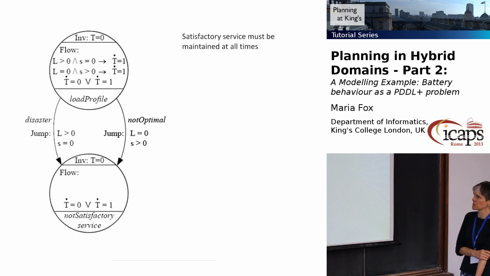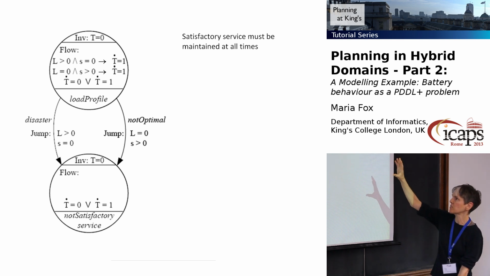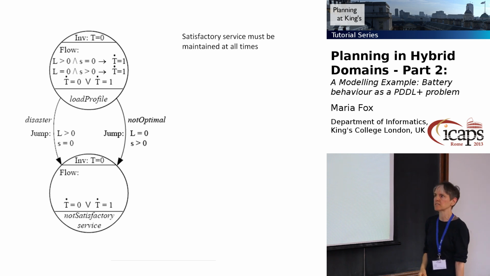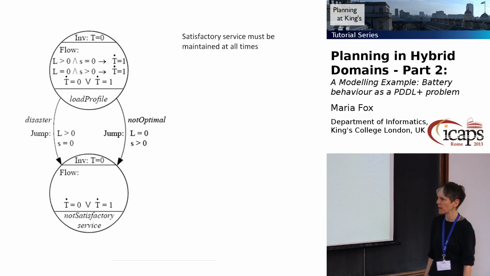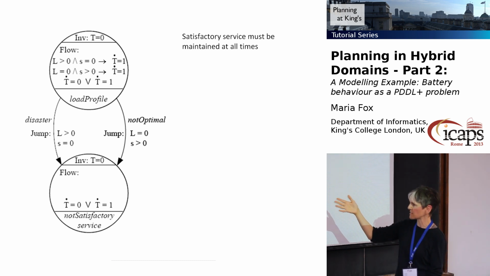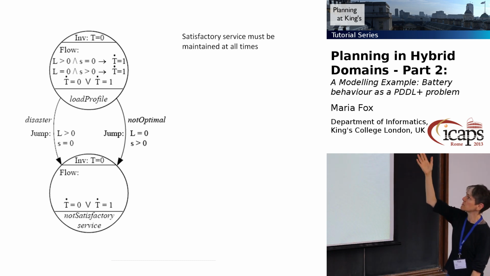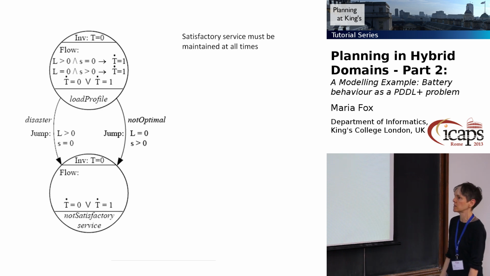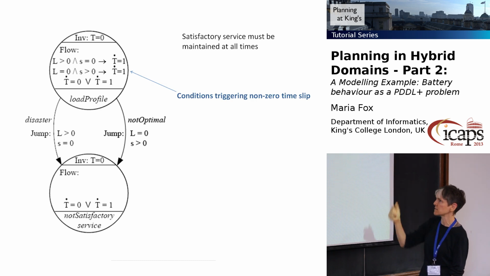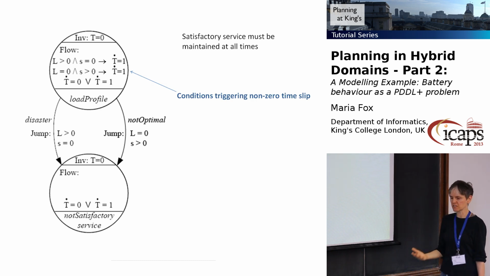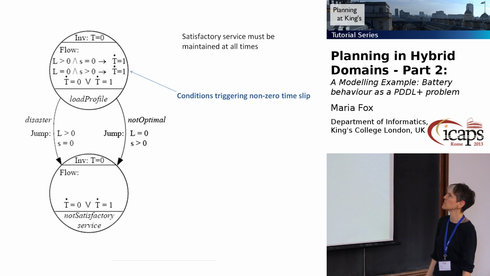So this model describes the transition between two states, one where a load profile is being satisfied by the system, all's going well, and the other when the system exits that state, either because of a dead battery or because of non-optimal behaviour, and it enters a state in which satisfactory service, which must be maintained at all times, is no longer being maintained. So what we see in this first control mode is the conditions under which the time slip becomes non-zero.